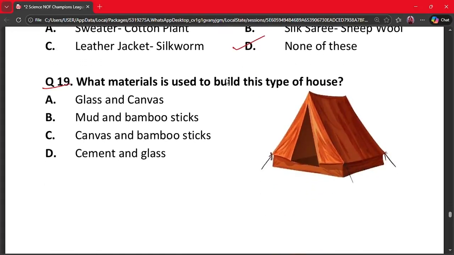Question number 19. What materials are used to build this type of house? A. Glass and canvas. B. Mud and bamboo sticks. C. Canvas and bamboo sticks. D. Cement and glass. The correct answer is option C, that is canvas and bamboo sticks. The house shown is a tent and it is made using bamboo sticks and canvas.